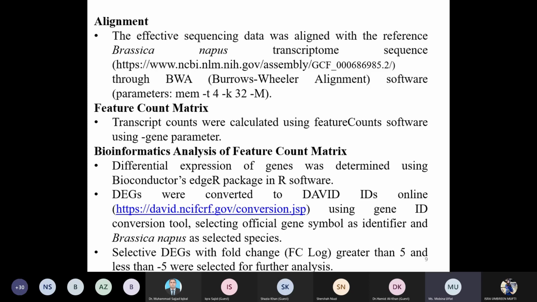Differential expression of genes was determined using Bioconductor's edgeR package and R software. DEGs were converted to DAVID IDs online using the gene ID conversion tool, selecting official gene symbol as identifier and Brassica napus as selected species. Selective DEGs with fold change greater than 5 and less than minus 5 were selected for further analysis because we considered that they were more significant.